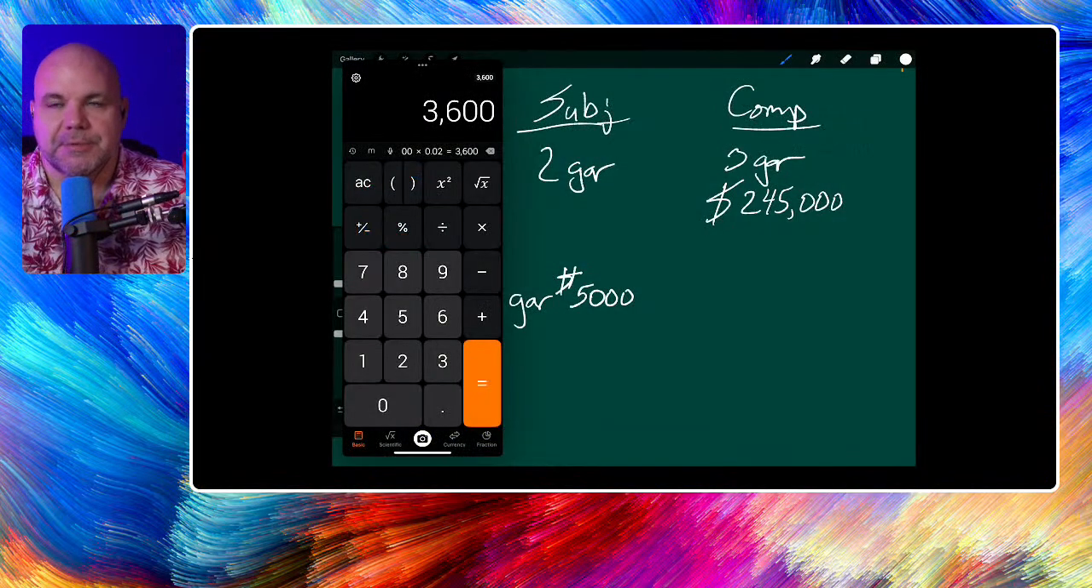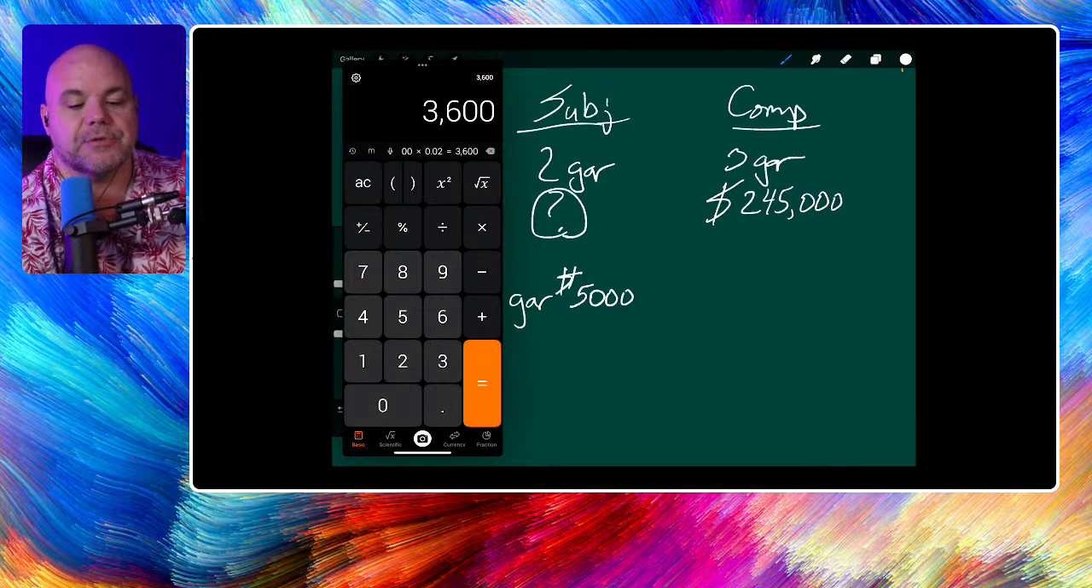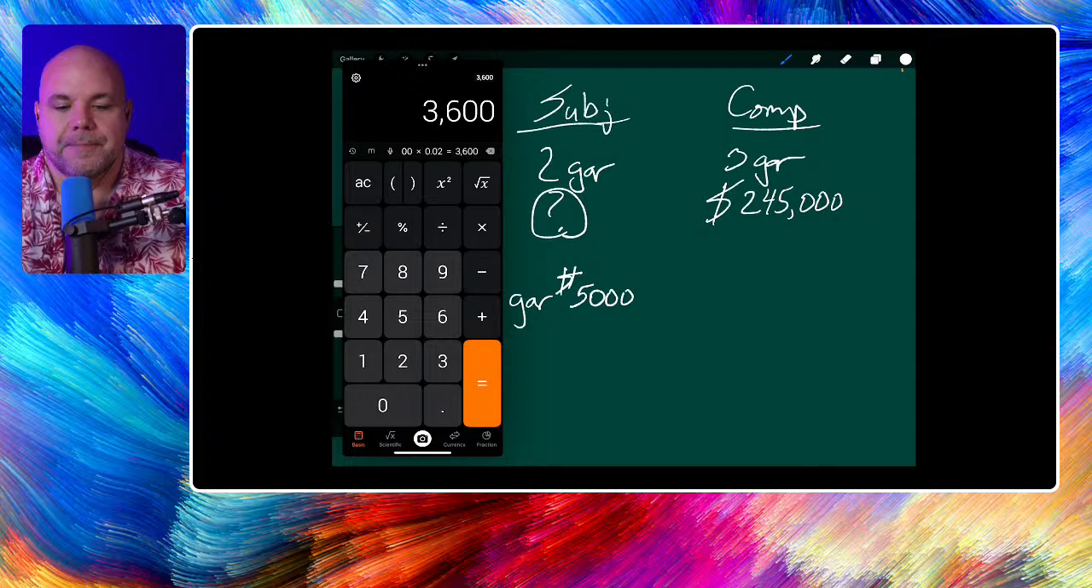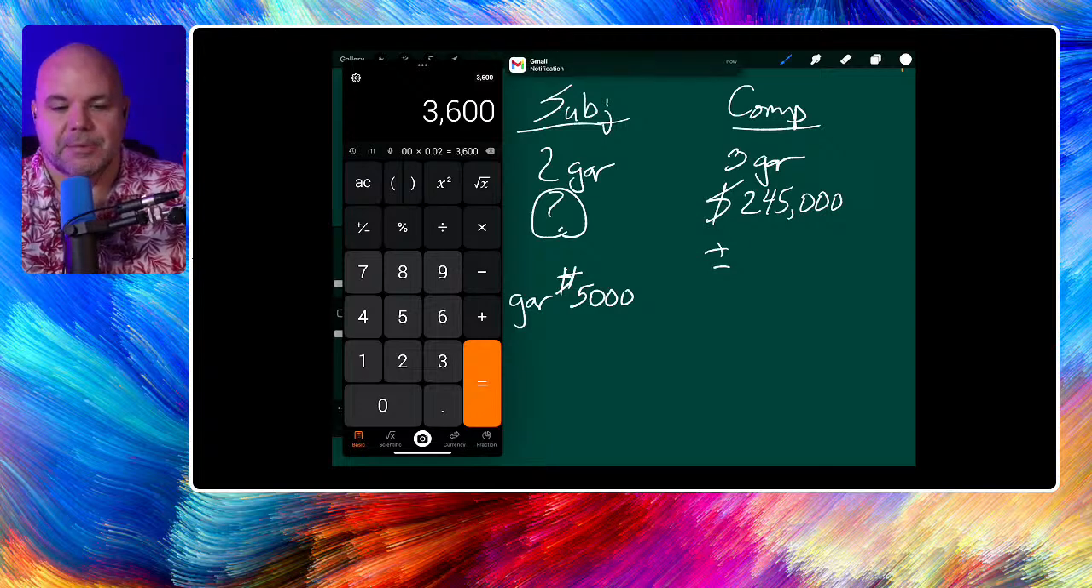Here's what I do. I just write the columns, and I've got a subject with a 2-car and a comparable with the 3-car garage. The comparable sold for $245,000. We don't know what the subject sold for. That's what we're trying to do now. Predict it. What are we going to do to this $245,000? Are we going to add or subtract? We know how much a garage is worth. 1 garage worth of difference for adjustment purposes is $5,000. But what do we do? Subtract or add it to the price the comparable sold for?